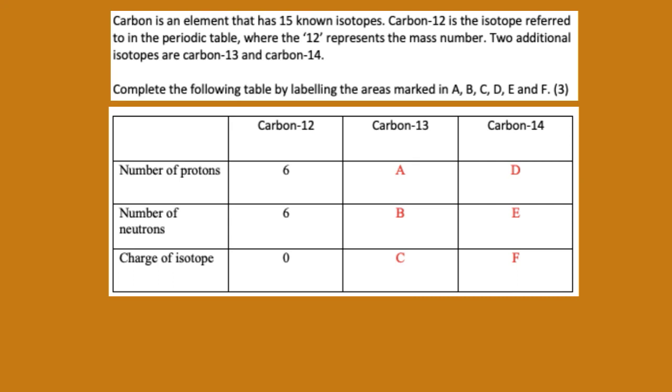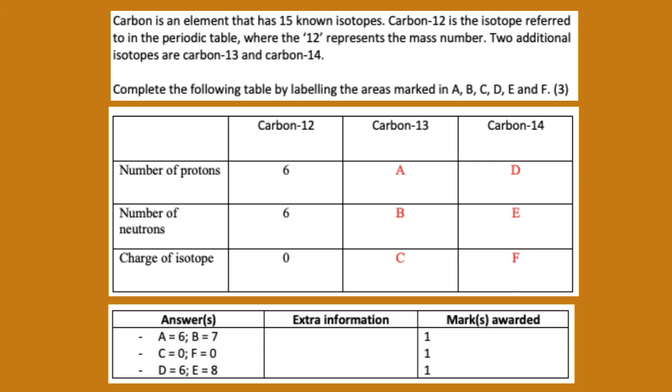This question wants you to use your knowledge of what isotopes are to determine the values of various subatomic particles for each given isotope. We know that an isotope is 2 or more forms of an element where they have the same number of protons but a different number of neutrons, so only the mass number should change. This means that the number of protons for carbon-12, carbon-13, and carbon-14 should all be 6. This is the answer for boxes A and D.